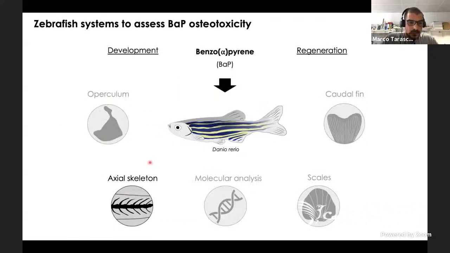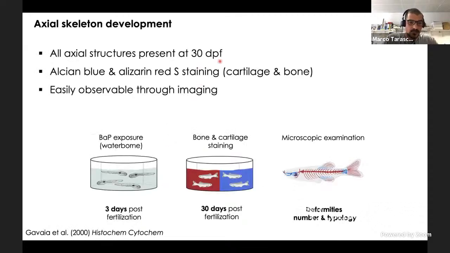Another system that we use, as I said, is the axial skeleton. Zebrafish, in fact, at 30 days already have all the axial structures mineralized, and we can stain the fish, for example, with Alcian blue and alizarin red, to then see cartilage and bone in the same fish. What we do in this case is expose fish from 3 days post-fertilization, and at 30 days we double stain them, and through microscopic examination we look at the deformity number, typology, and also the area of the skeleton which is most affected.